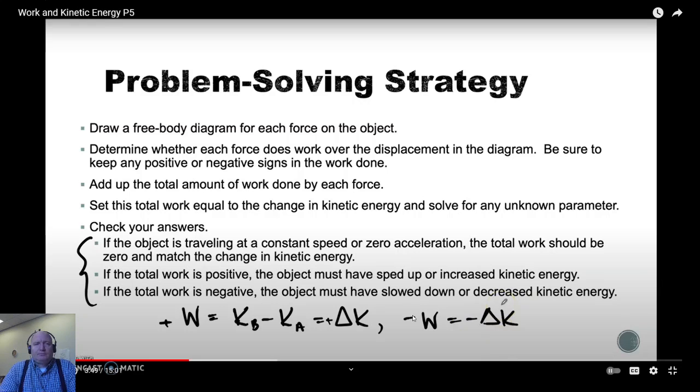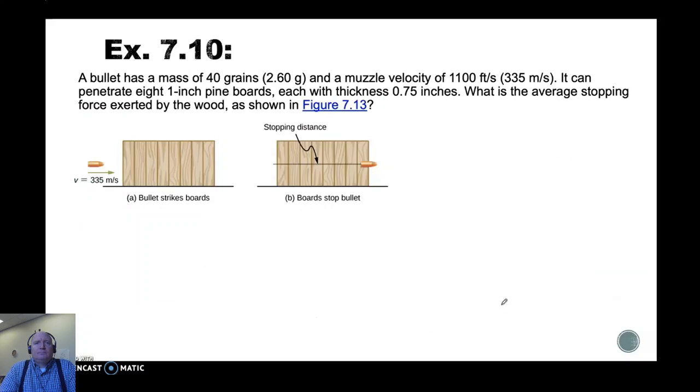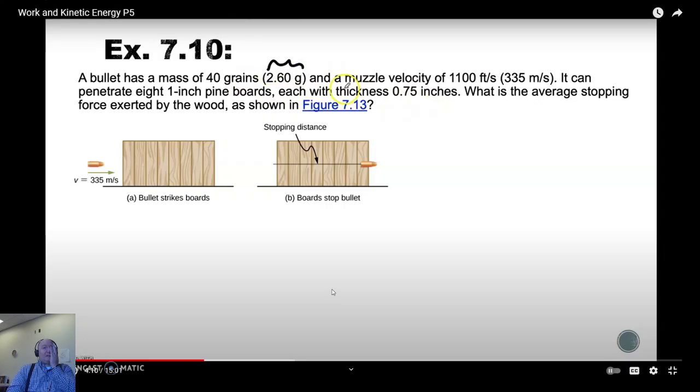Okay, we have to balance our equation. So these things must make sense in your problems. So let's go ahead and do an example together. This is 7.10. Cool. It states that a bullet has a mass of 40 grains, or we're going to say 2.6 grams. All right, 2.6 grams.